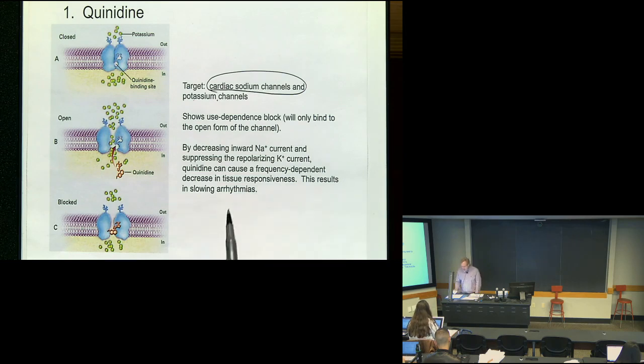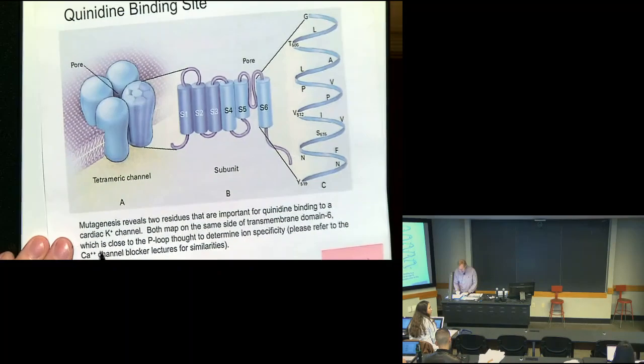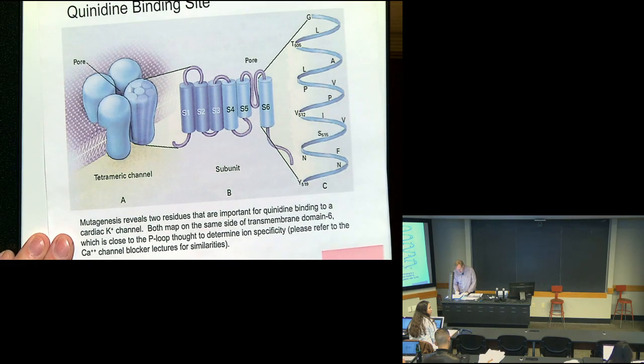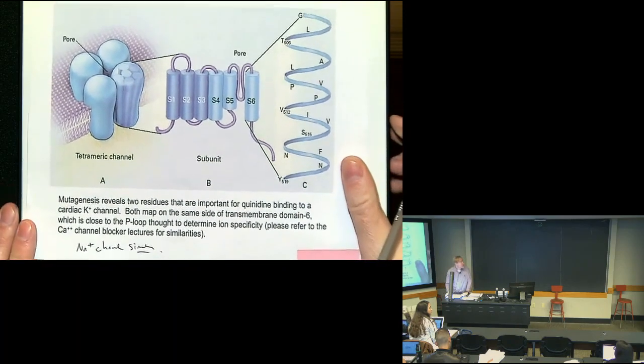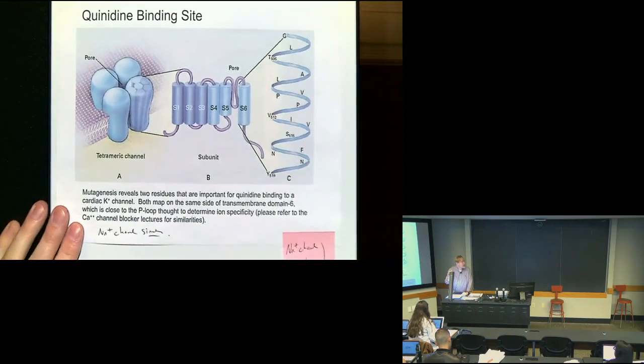And by inhibiting or antagonizing these sodium ion channels, and also by inhibiting the potassium ion channels, you can cause this frequency-dependent decrease in this tissue responsiveness and slow the arrhythmias. Now, what do we know about the target, this sodium ion channel? Here it's also shown as the potassium ion channel, but the sodium ion channel similar. Similar. I better zoom back out.